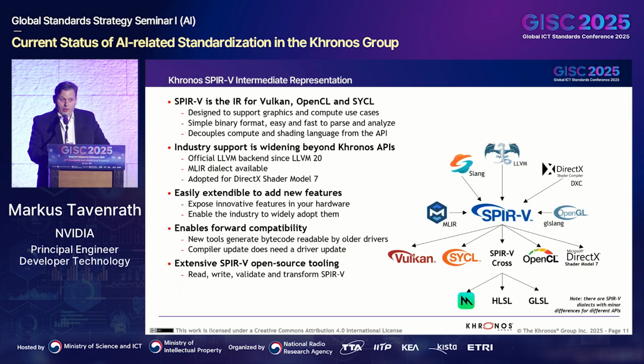And the base for everything within Khronos, so the IR, is SPIR-V. So we need an IR, or we want to have a common IR for all compute APIs within Khronos. And so SPIR-V was developed a few years ago, and it's being used by Vulkan, OpenCL, and SYCL. SPIR-V is designed to support graphics and compute cases at the same time. It is a simple binary format, easy and fast to parse and to analyze, and most importantly, it decouples compute and the shading language from the API.